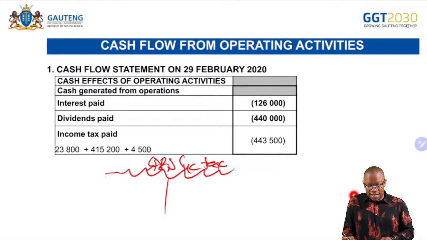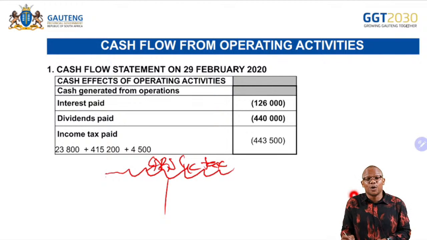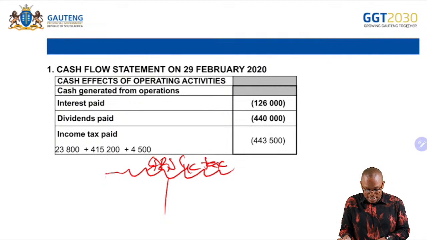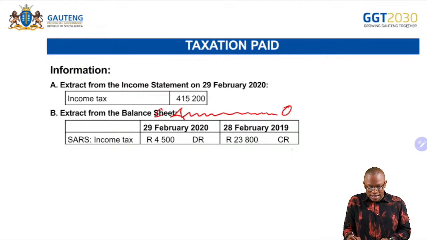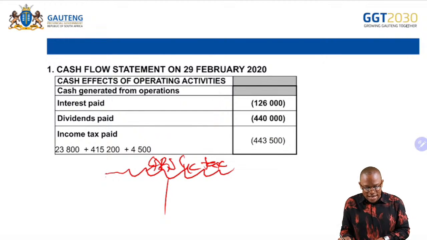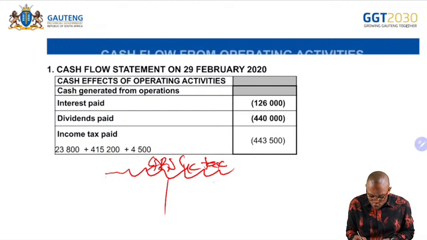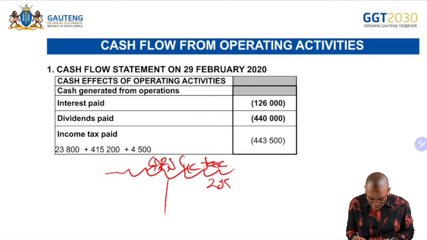Your SARS income tax, you will start with your opening balance. Remember now, according to this, I said the opening balance, you do what the examiner told you what to do. If you check your opening balance, the examiner said it's a credit balance. So it means now when you do your ledger, you must have a credit balance, which is 23,800. So you'll put 23,800 on your credit balance.